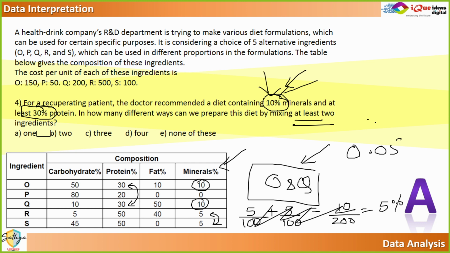No, that's it. Now did you get it? Right? Khushi, can we have more than 2 ingredients? See, other than OQ, is there any other one which has more than 10, which has 10%? All the others have minerals less than 10%. So if I add anything else, the mineral composition will go down.